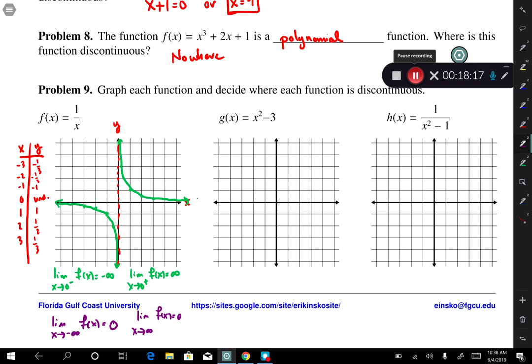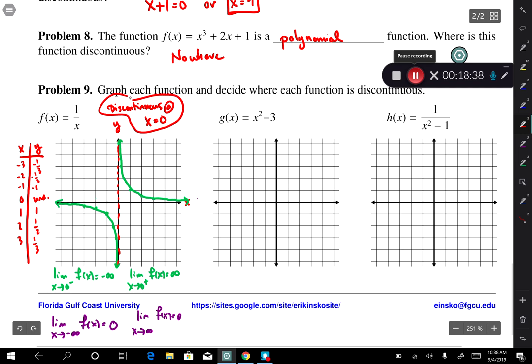Okay, so that's f of x. Now g of x is what type of function? Hopefully you're all screaming that this is a polynomial, which means it will be continuous everywhere. Oh wait, I was supposed to say where this was discontinuous. Well, this is a rational function, so it's only discontinuous where the denominator is 0. So it's discontinuous at x equals 0. That was the vertical asymptote.